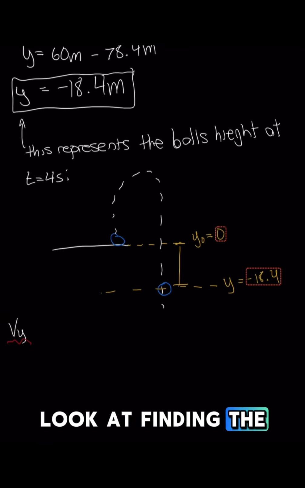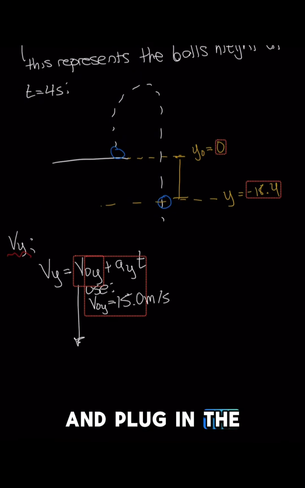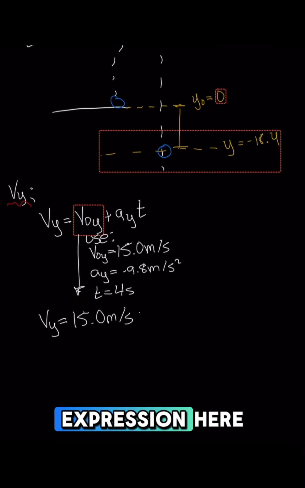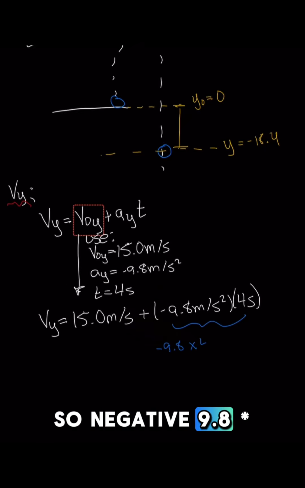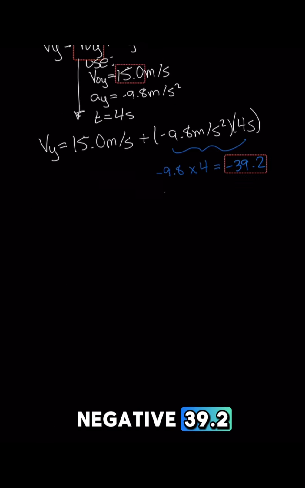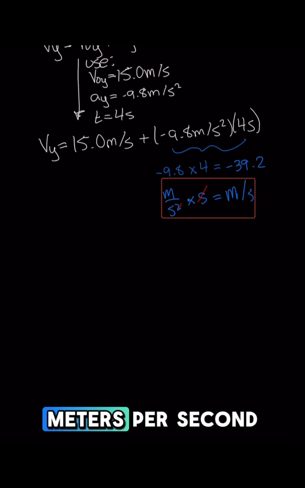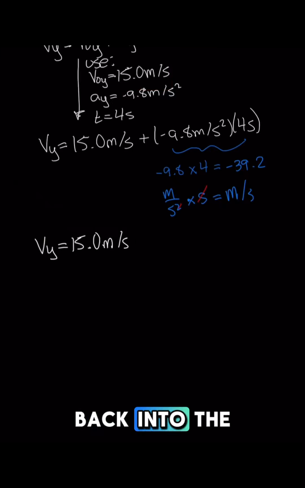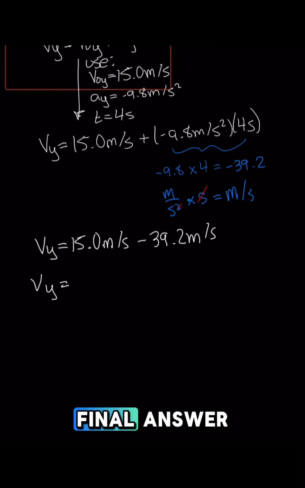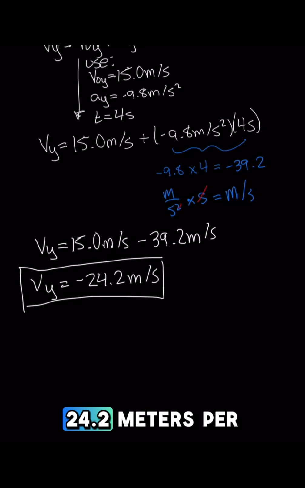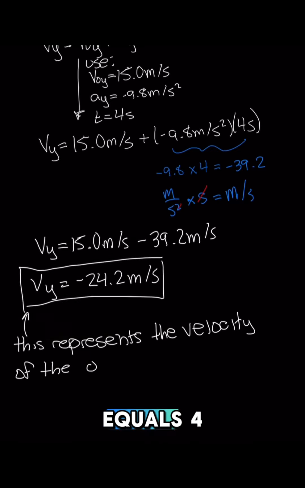Now we can look at finding the velocity at t equals 4 seconds. If we start with the velocity equation and plug in the values that we already have, we get this expression here, and then we can evaluate this term. Negative 9.8 times 4 is negative 39.2, and for the units, meters per second squared times seconds, one of the seconds cancels, leaving us with meters per second. Then if we plug that back into the equation, we get this expression here, and we do this simple subtraction, and we get the final answer equal to negative 24.2 meters per second. This will represent the velocity at t equals 4 seconds.